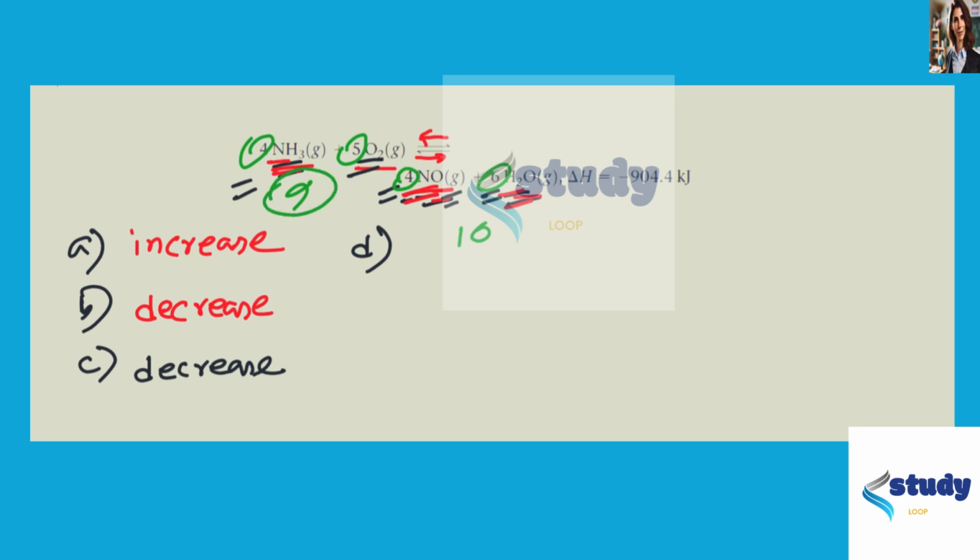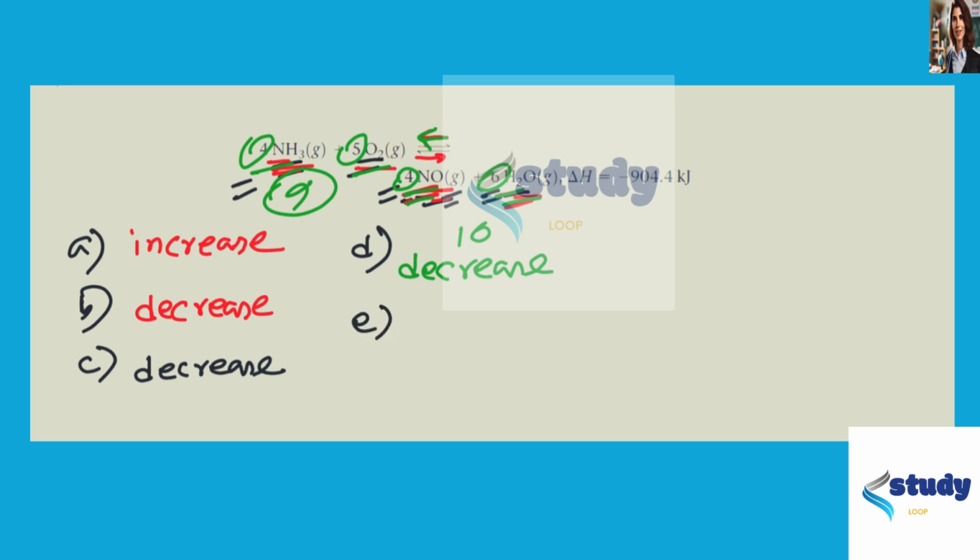That means if we decrease the volume, the reaction will go in the reverse direction, and some of the nitric oxide will react with some of the water to produce some ammonia and oxygen. That means in this case also the yield of nitric oxide at the equilibrium will decrease.